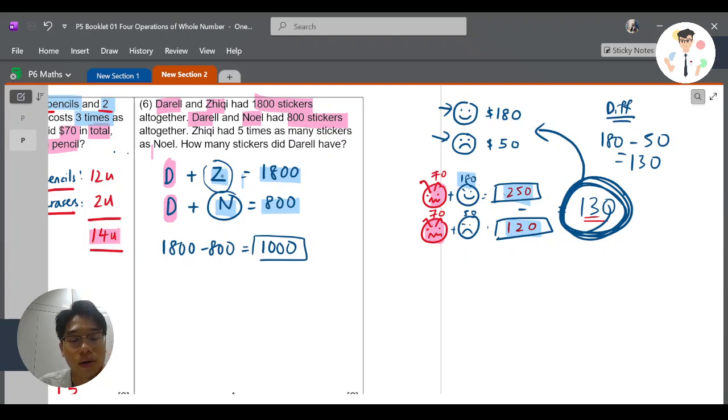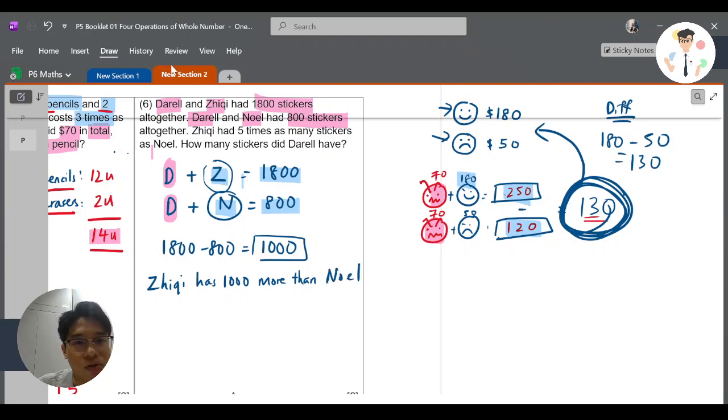And I know Zhiqi should have more than Noel. Why? Because Daryl is the same person in both. So I can come up with a conclusion here: Zhiqi has 1000 stickers more than Noel. You got the idea? Okay. Now let's continue the question. The question here says that Zhiqi had 5 times as many stickers as Noel.